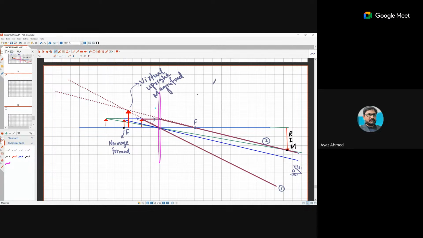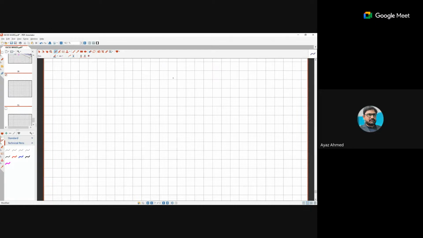And that's the reason it is used in magnifying lens. Is this clear to all? Yeah. Okay, then the last image, which is basically on the diverging lens, I will try to draw the diverging lens.